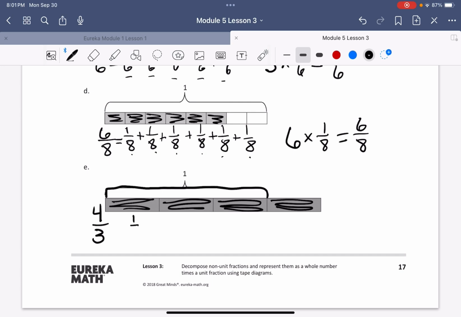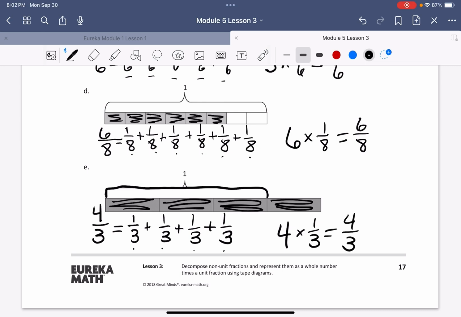So we would take 1/3 plus 1/3 plus 1/3 plus 1/3, which equals 4/3. To show our multiplication sentence, how many thirds did we have? We had 4. So we say 4 times 1/3 equals 4/3. Remember, if you need to, you can pause this video anytime. Let's turn the page.